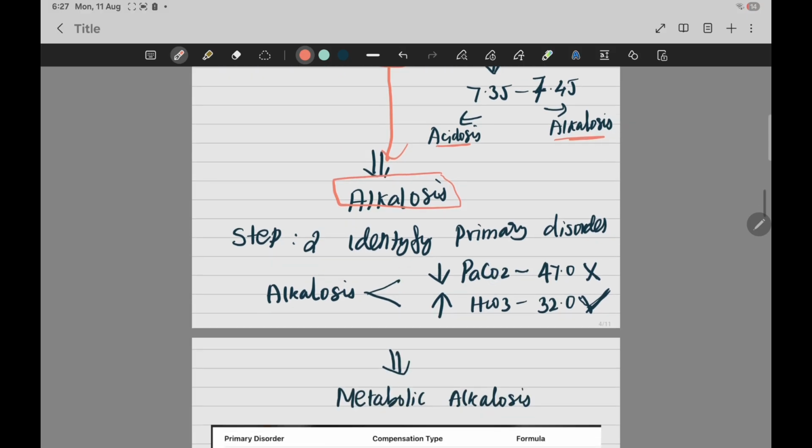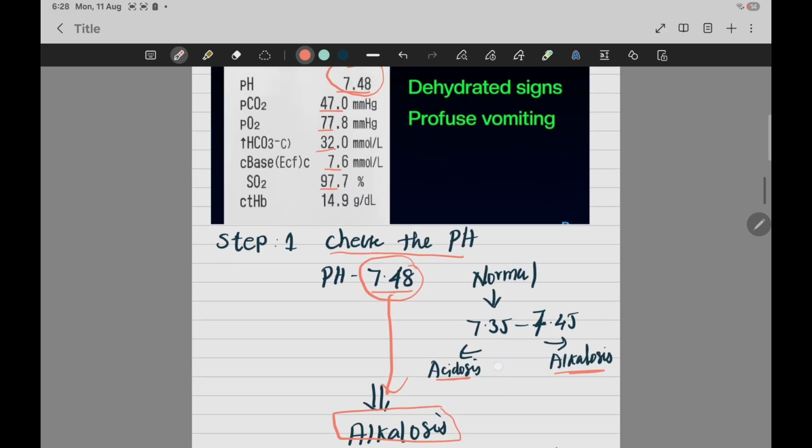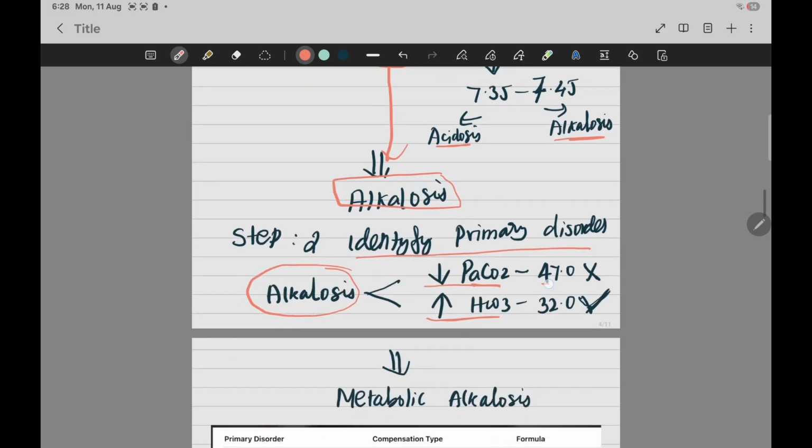Next is step number 2. After we find the alkalosis, we need to identify the primary disorder, respiratory side or metabolic side. For alkalosis, what is the pattern? PaCO2 is low or bicarb is high. Now the patient's PaCO2 level is 47, and the bicarb level is 32.